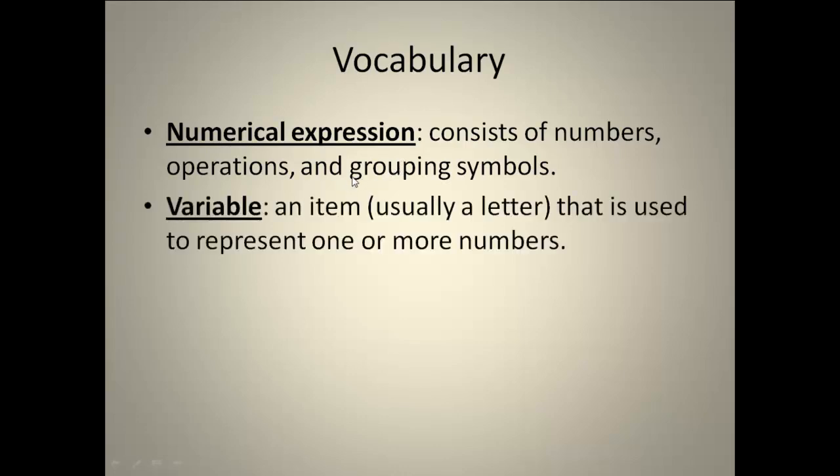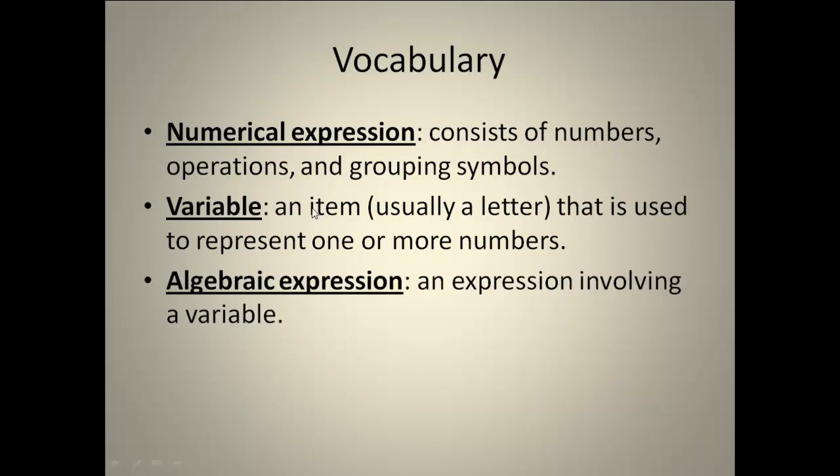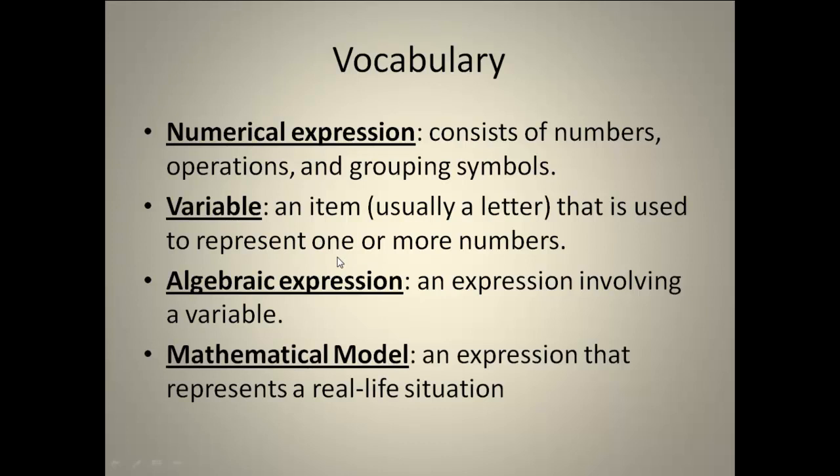A variable is an item. It's usually a letter, but it can actually be a variety of different things, and it is used to represent one or more numbers. An algebraic expression is an expression involving a variable. So as long as there's a variable somewhere in it, it's an algebraic expression. And a mathematical model is an expression that represents a real-life situation.